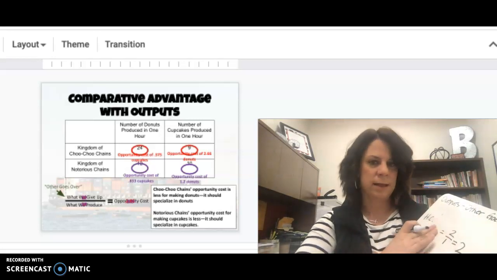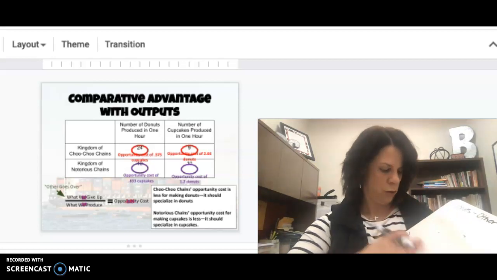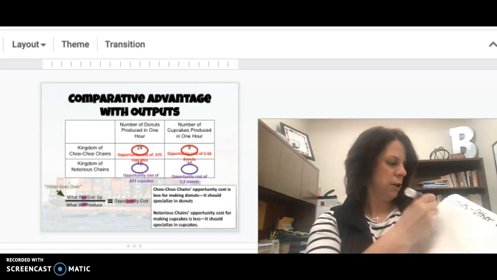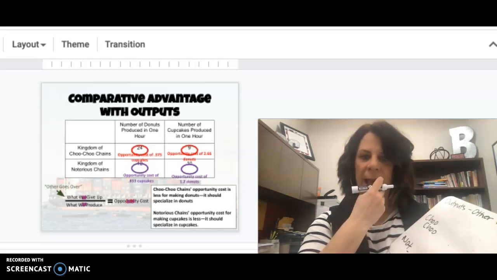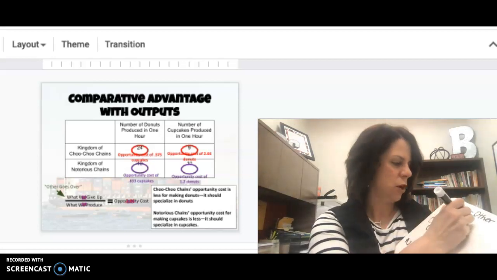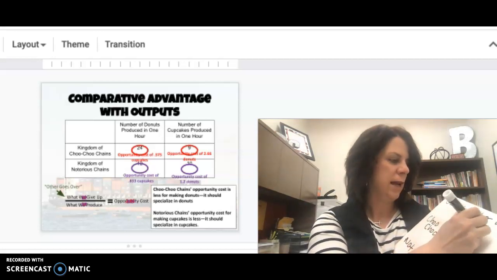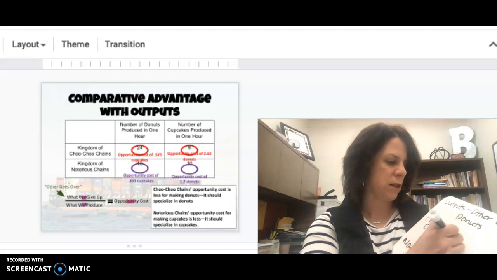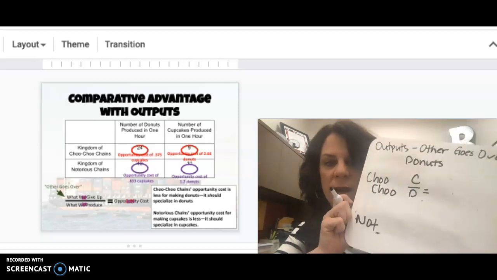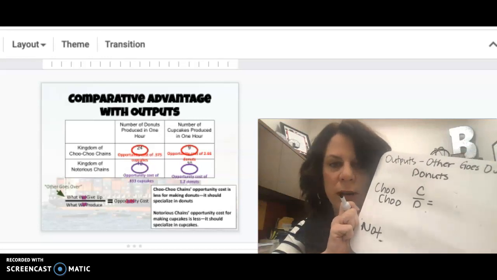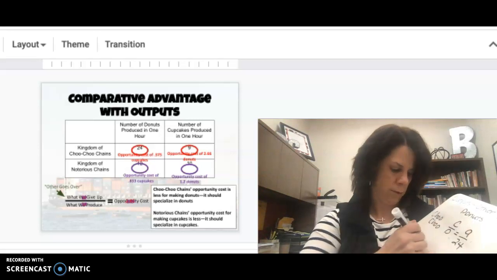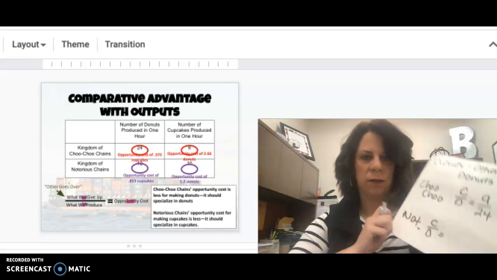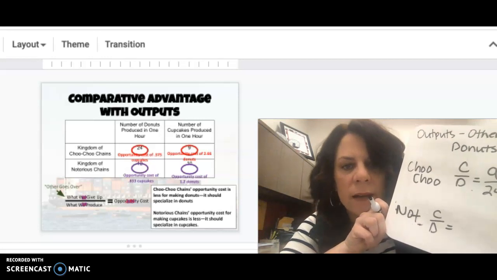So when I set this up, we've got Choo Choo and Notorious chains. So Choo Choo and Notorious. And we have how many donuts? So this is donuts again. Let's solve for donuts. And now the other goes over, so that means cupcakes goes on top. So cupcakes divided by donuts. So for Choo Choo trains, we have 9 over 24. Cupcakes over donuts for Notorious, we have 10 over 12.